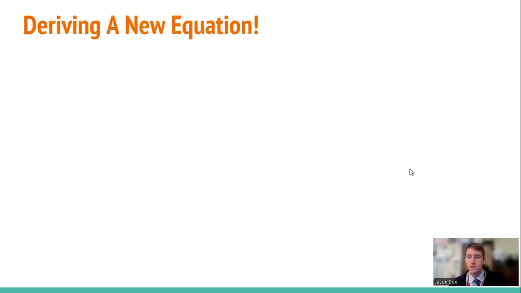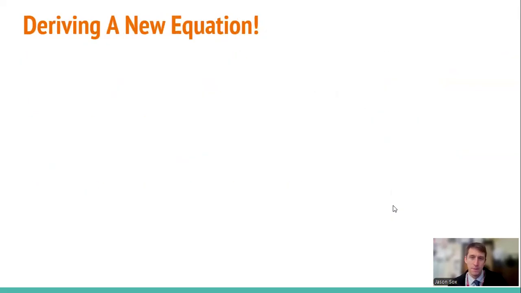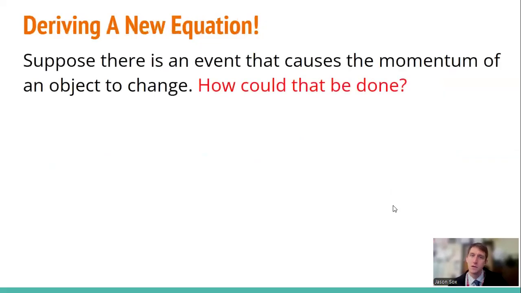Okay. So as it relates to the second law, that's what the first law equation variant is. We're going to take a look at the second equation and how it relates to Newton's second law. So let's suppose there's an event that causes the momentum of an object to change. We're going to talk about that event as an impulse. We use that term to describe when the momentum of an object is changed.